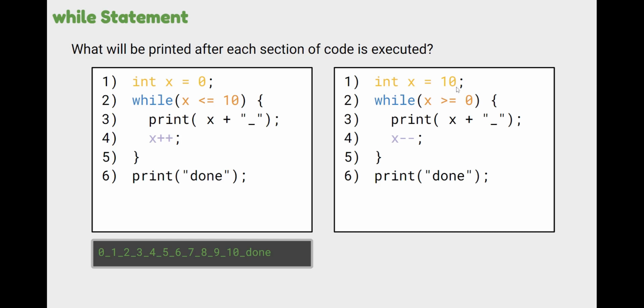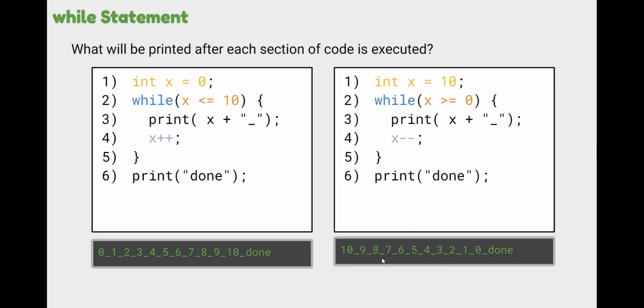This time we are initializing it to the value of 10. We're looping while x is greater than or equal to 0. We're going to print out x and an underscore. And this time we are subtracting 1 from x every time. So x is starting at 10, but we're counting down by 1 every time. And we're going to keep doing that while x is greater than or equal to 0. This time we're going to print out the numbers from 10 to 0, and then we're going to print done.